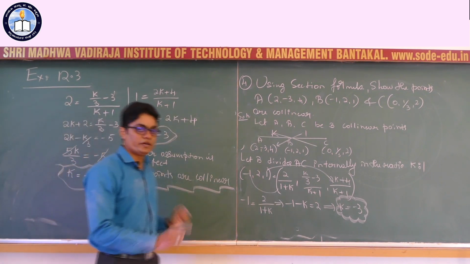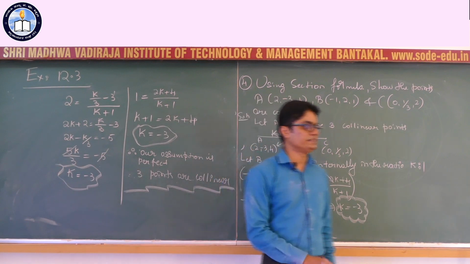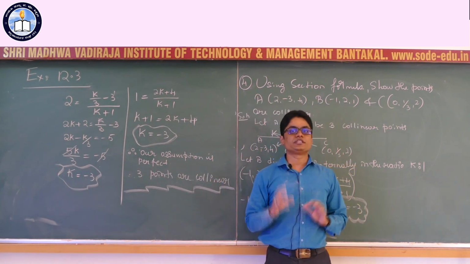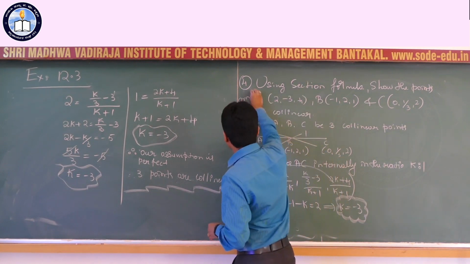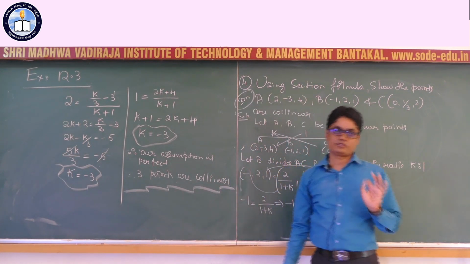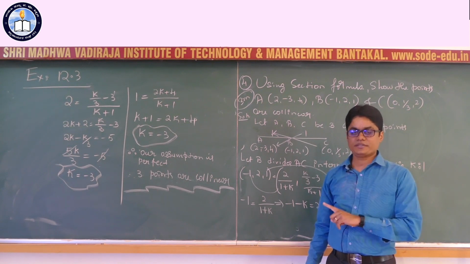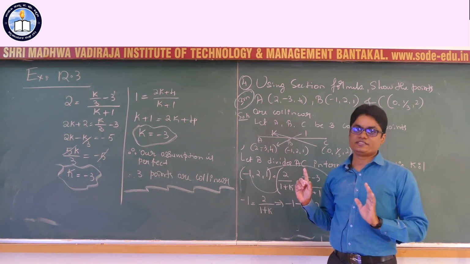So, this is one very important question. If asked like this: show that 3 points are collinear using section formula. Important question. Please remember, it is for 3 marks. It's a 3-mark question. Please remember, an important question. So, practice. Next, the example is your work. Okay?